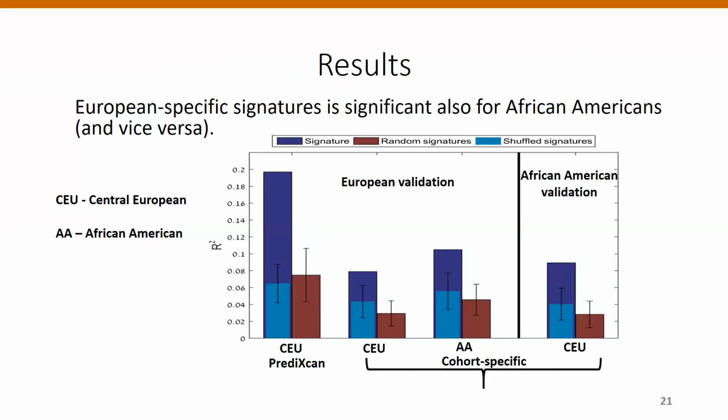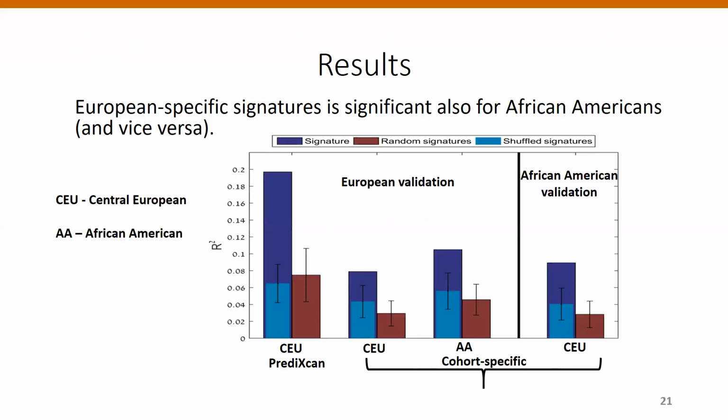To the right of that, you see two different signatures. One was trained on the European training cohort and validated on the European validation cohort, which managed to get an R squared of 0.08, which is about half that of PrediXcan, but still significant. And I can assure you that you don't see the p-values here, but the p-values were significant, using a false discovery rate of 0.05 for all of them.